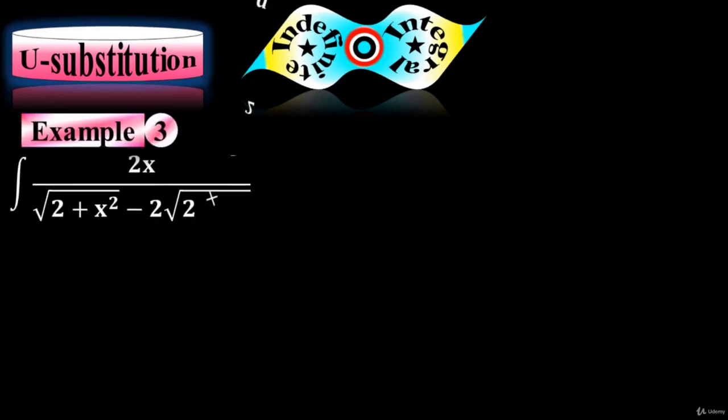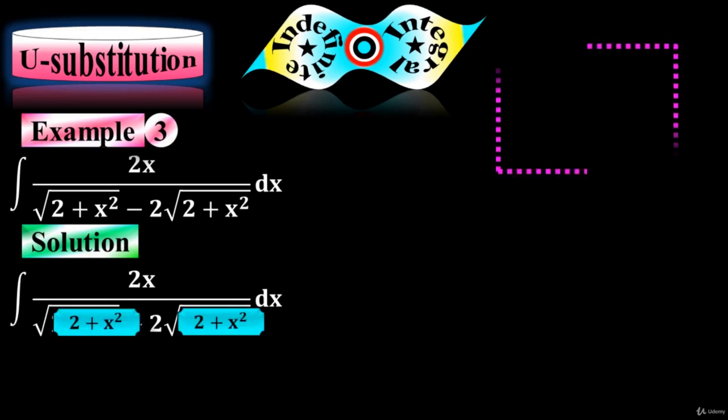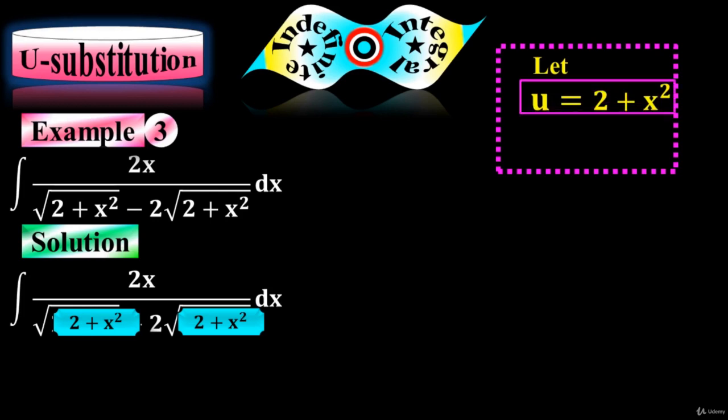Example number 3. Integral of 2x over the square root of 2 plus x squared, minus 2 times the square root of 2 plus x squared, dx. Solution. Let 2 plus x squared equal u. Take derivative on both sides to have du equals 2x dx.